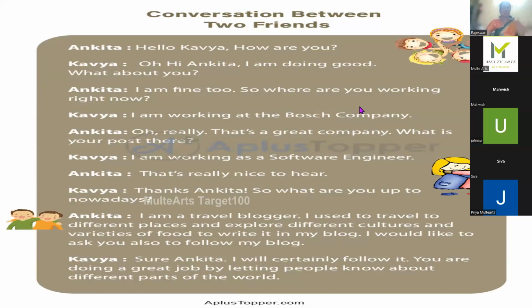So, conversation between two friends, how would it be? Generally, this is what we want to learn. So, we have two girls. As I'm a girl, I have taken the girl's names. It can be any. Ankita: hello, Kavya, how are you? Generally, nowadays, we don't ask this question, how are you? We ask, how do you do? So Kavya says, oh, hi Ankita, I'm doing good. What about you? In the same way Ankita says, I'm fine too.